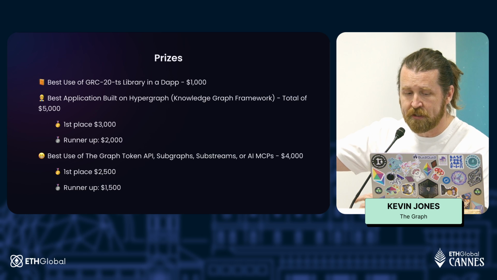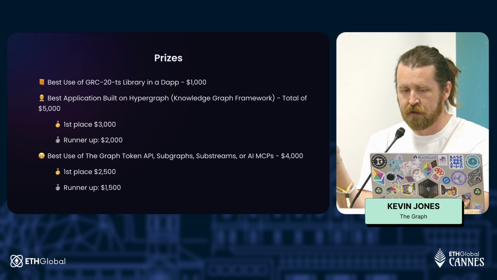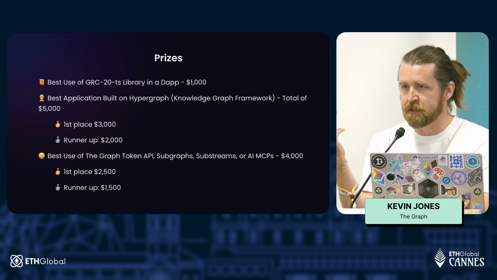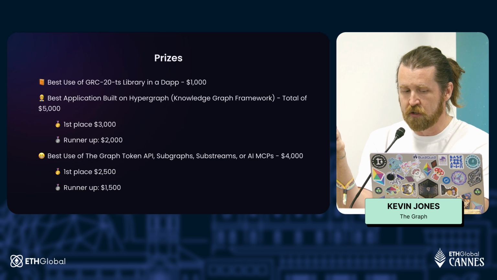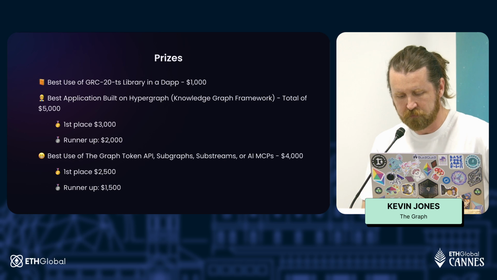And then the other one is for the best use of the Graph Token API, Subgraphs, Substreams, or the AI MCP servers, and that's $4,000 total. So first prize is $2,500, and the runner-up is $1,500.